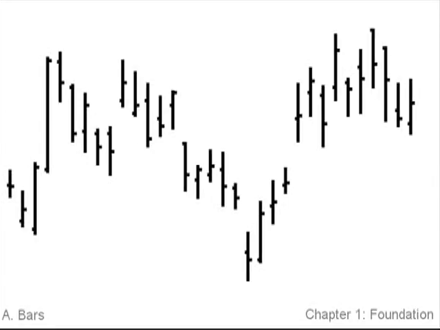We'll be using the bar chart for price analysis in this course. Now let's take a close look at one bar in this chart. Let's take a look at this bar, for example. It has four components. It has a bar high, a bar low. It also has an opening, which is the little nub to the left, and a close, which is a little nub to the right.